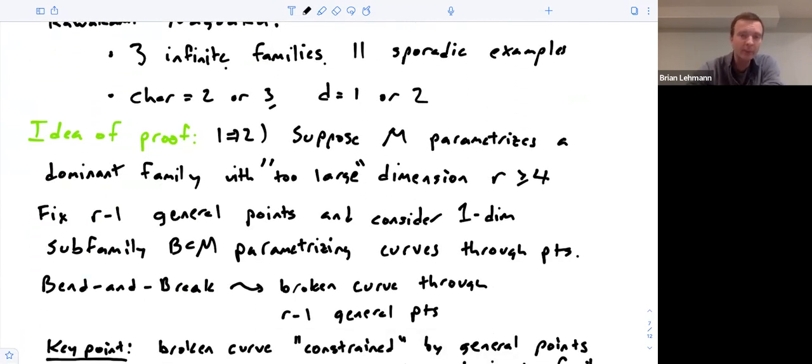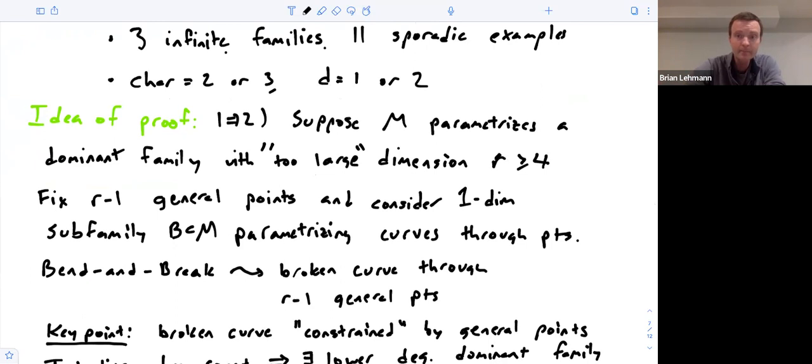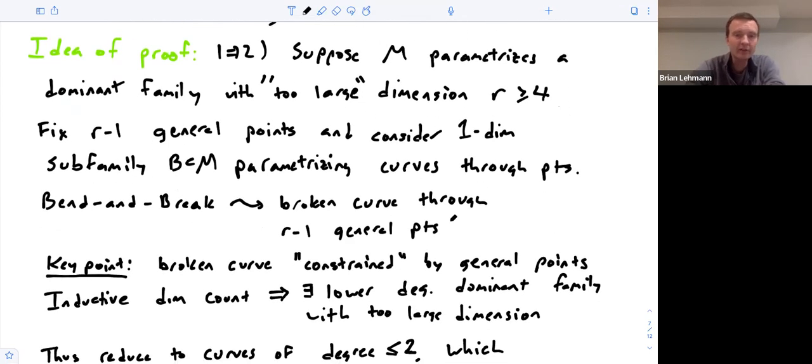So suppose that M is a component of the moduli space parametrizing a family of rational curves, which is dominant and has 2 large dimension. We'll call that dimension R. The idea is we're going to fix R-1 general points in our surface, and then consider the 1-dimensional subfamily B of M parametrizing curves through these points. Because we're considering a 1-parameter family of curves where we're fixing a bunch of points, by bend and break, B has to parameterize some broken curves.